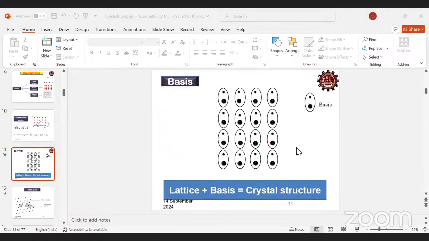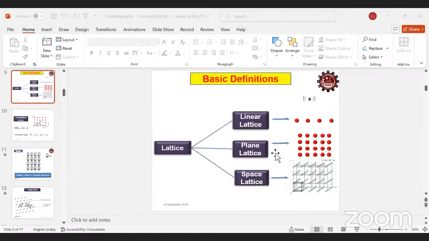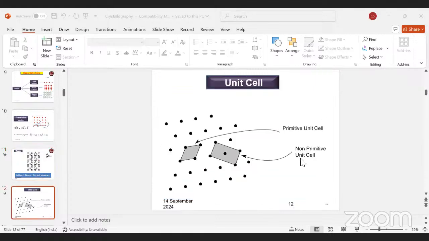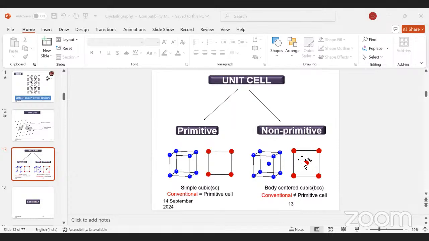So slowly it is forming on the basis of a lattice, and the crystal structure is formed by the combination of two things: one is the basis and the second one is the lattice. It is a linear lattice, and the plane surface of this lattice, and the lattice has different atoms. The combination of lattice and basis leads to the formation of a crystal.